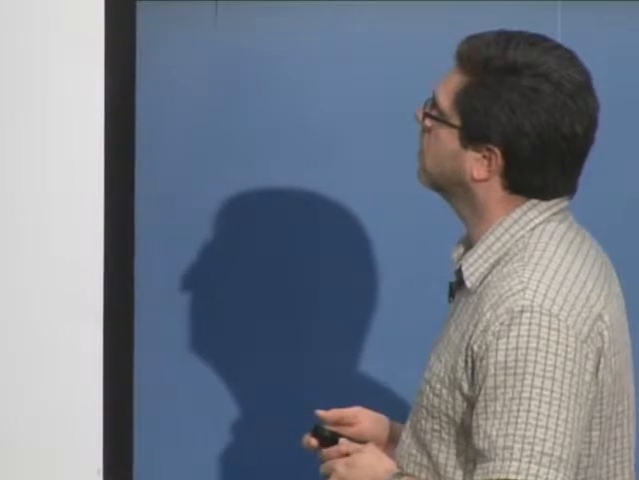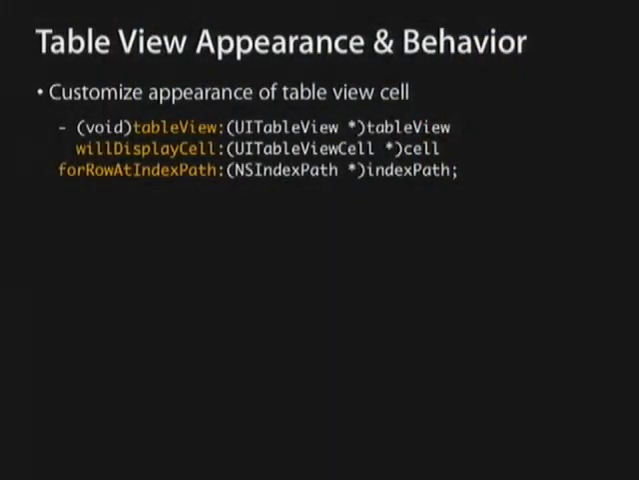So we'll talk a little bit about, I don't know why this is here, appearance and behavior. If you want to change the appearance of a cell, there's a callback table view will display cell for row at index path. This is after we've done all of our configuration on the cell. You can do anything you'd want at this point. You can change colors and styles and fonts and whatever you'd like. These are all things you can do without having to create your own subclass of cell.